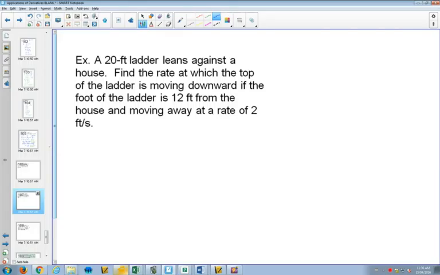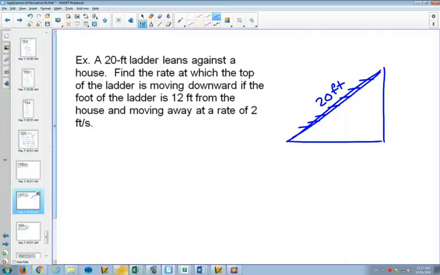So we have a 20-foot ladder leaning against a house. The ladder starts sliding away from the house, so the top of the ladder is also sliding down the house. So draw a picture of this. Here's our house. There's our ladder. It's 20 feet long.